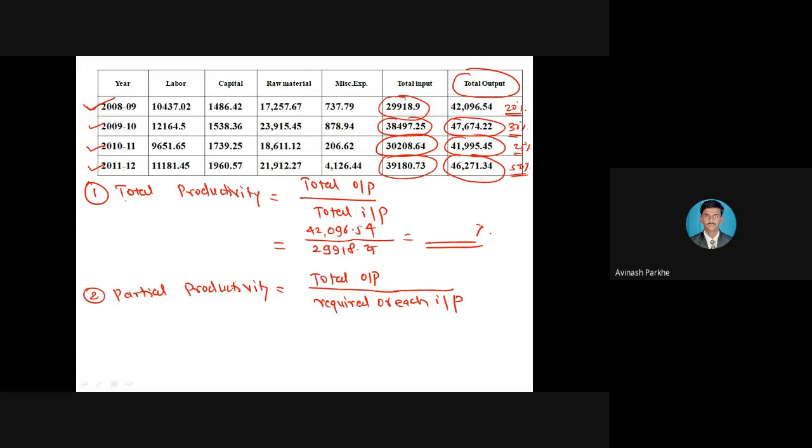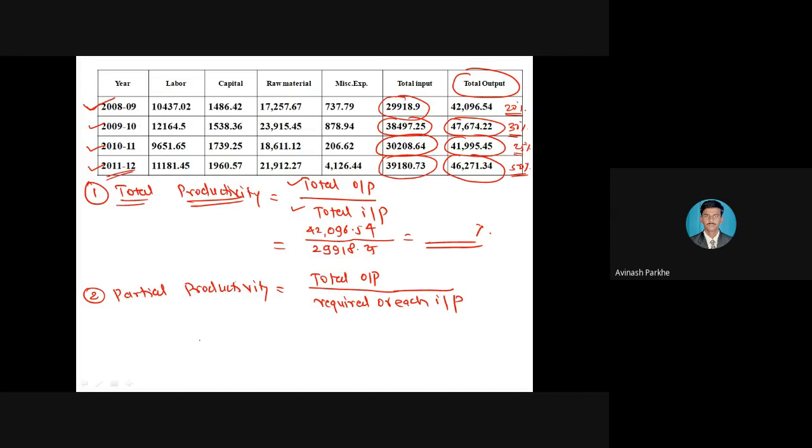So like that, by using the formula, total productivity is equal to total output upon total input. In this above particular table, total output is represented by the last column, and total input is represented by the second last column. We only have to use the formula total output upon total input. So you will get the productivity of academic year 8 to 9, 9 to 10, 10 to 11, and 11 to 12. So this is about the total productivity calculation.